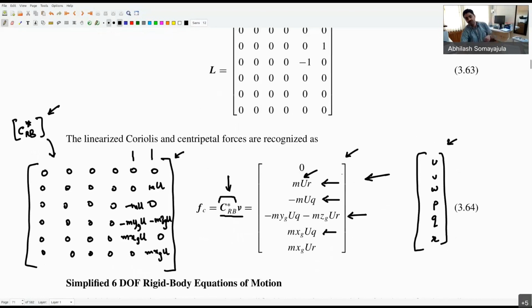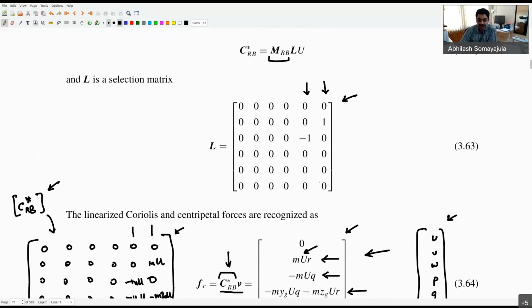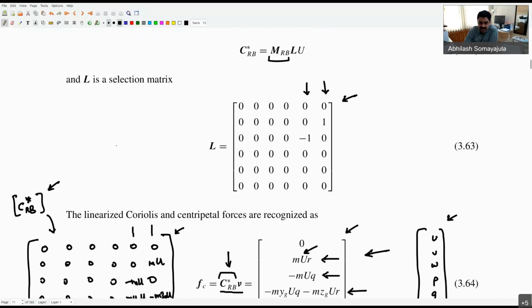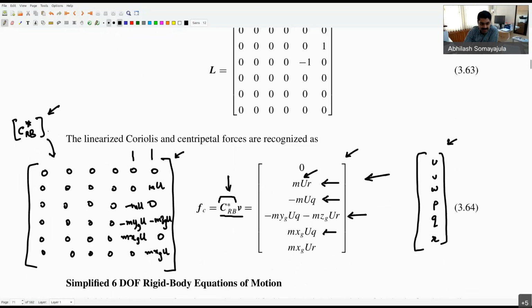So this CRB matrix can now be written as MRB times L times this capital speed U. The only difference is I have pulled a U common out of this entire matrix. That's all I have done here. I encourage you to try this out. The only thing you have to interestingly realize now is whether this CRB star matrix is still Q symmetric.